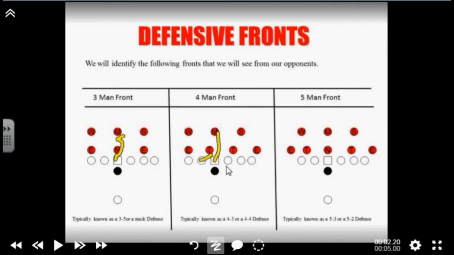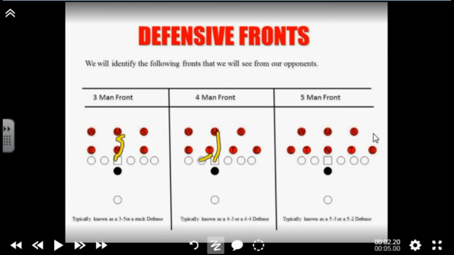It all depends on the blocking scheme of our zone. Are we stretching, or are we running inside zone? Are we trying to work A gap, and which direction are we going? This five-man front, we see a lot of okie, double eagle type things like this. If we get this, this would be a 0-52. It's almost a stack. Pretty packed box here.